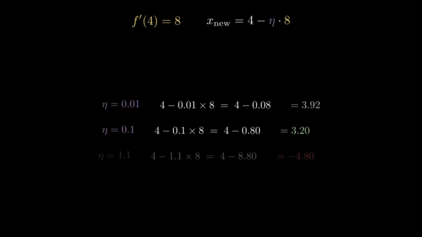And now eta of 1.1. 1.1 times 8 is 8.8. 4 minus 8.8 is minus 4.8. Look at that number. We didn't just overshoot the bottom, we crossed the entire valley and came out the other side higher than where we started.